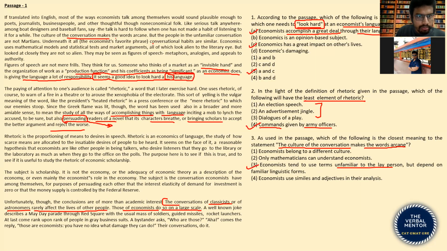The culture of the conversation makes the words arcane, but the people in the unfamiliar conversation are not Martians, which means the layman has not come from Mars. So conversational habits are similar, though conversation itself per se may not be familiar. So the sentence therefore means economists tend to use terms which are unfamiliar to the layperson, but though the underlying linguistic forms are similar, so conversational habits are similar, he can still identify some structure, some forms, identify with some structures. Okay.